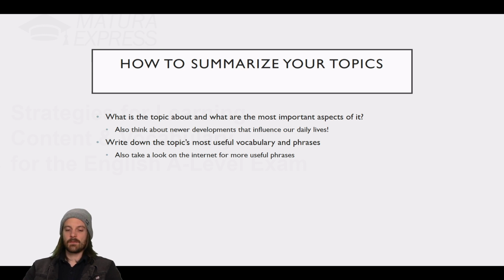Also very important for the A levels, since these are oral A levels, is of course pronunciation, but also vocabulary and phrases. So write down the most useful vocabulary and phrases. I think with some books you have it in the back, but normally you should have it in the chapters, in the single chapters, and then you should be able to find out what you really have to know, which ones, and of course use the internet to research.